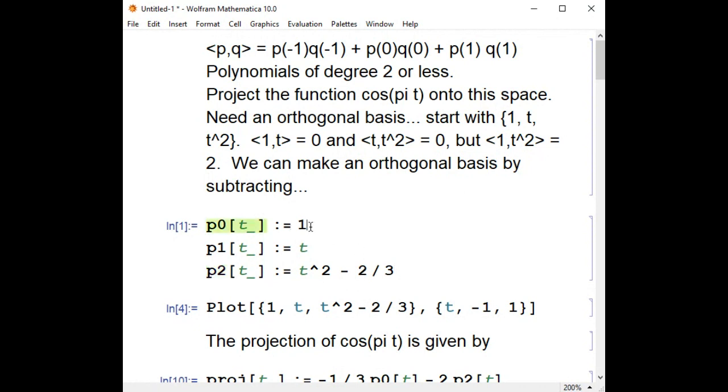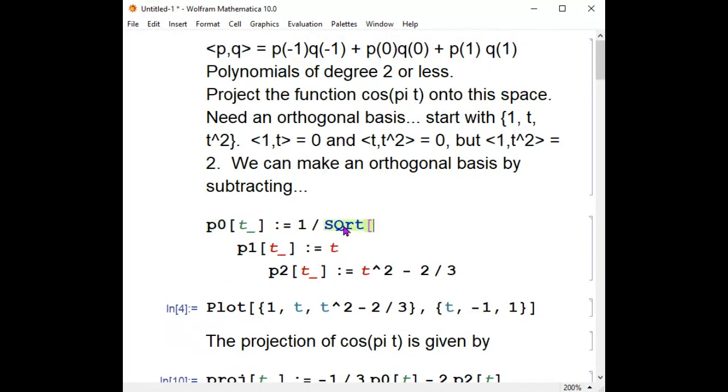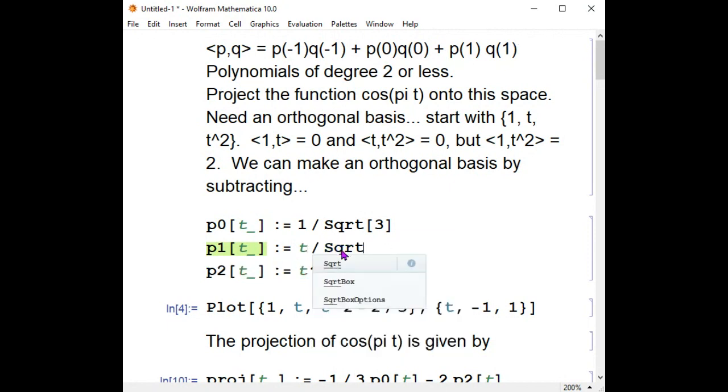Okay? Now, these are not normalized, so let's make them normalized so we don't have to worry about it. The inner product of 1 with itself is 1 times 1 plus 1 times 1 plus 1 times 1, which is 3. So I have to divide by the square root of that. What about the inner product of t with itself? Well, that's going to be -1 times -1 plus 0 times 0 plus 1 times 1. That's going to be 2. So I need to divide by the square root of 2.